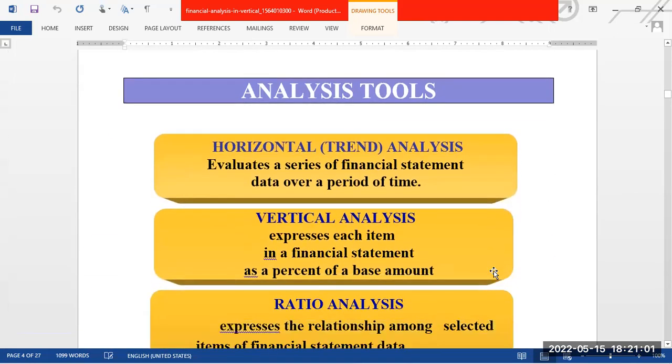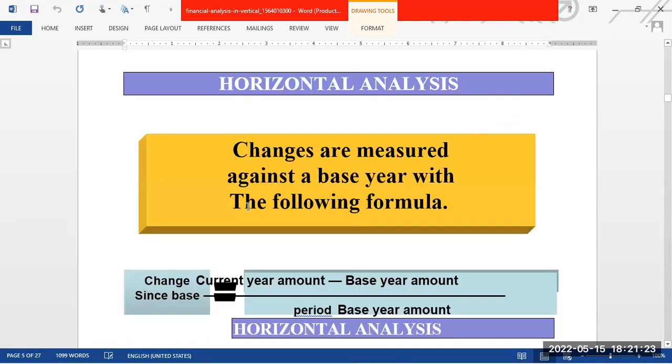So today we are supposed to look at these analysis tools, where we are supposed to be looking at horizontal, or trend, analysis. Then we were supposed to look at vertical analysis. So we have very many tools in finance. We have horizontal, vertical, and ratio analysis.